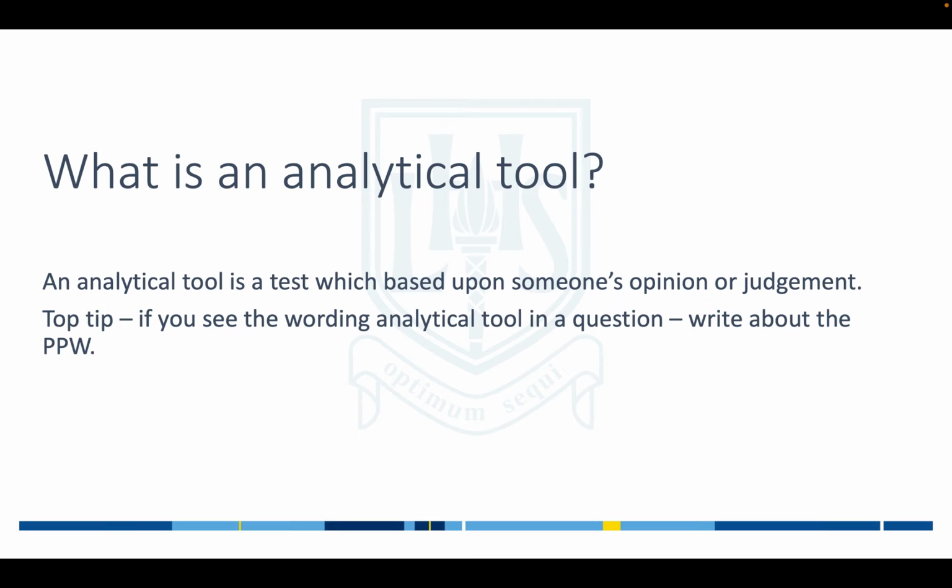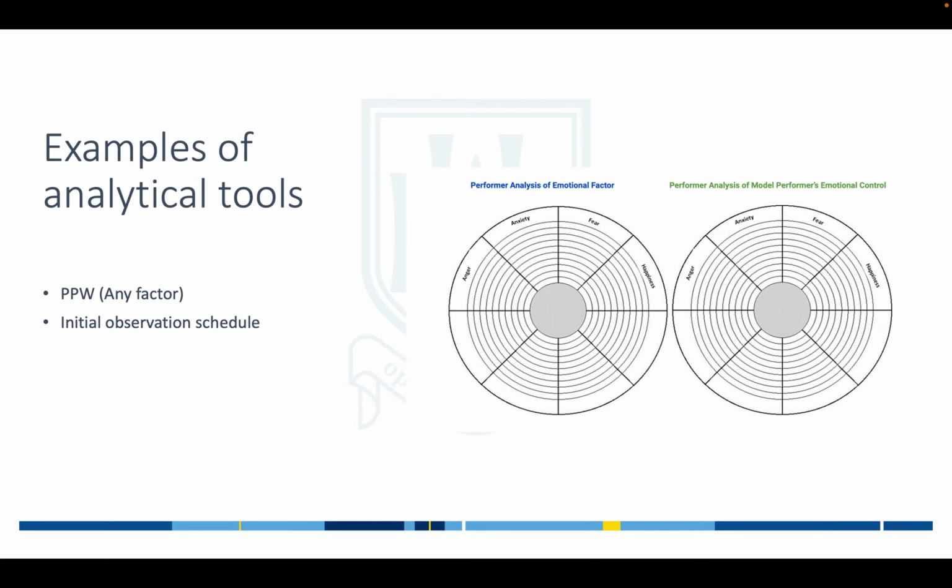specify the factor. Some examples of analytical tools that we've covered so far are the initial observation schedule, which we would have done at the start of your badminton block, and then again at the middle and at the end. And also for the mental and for the emotional factor, the performance profile wheel.